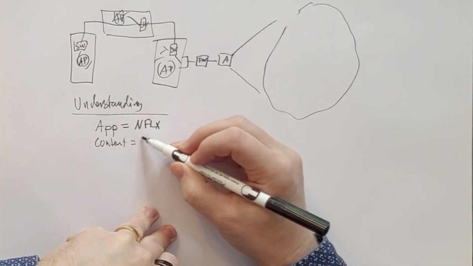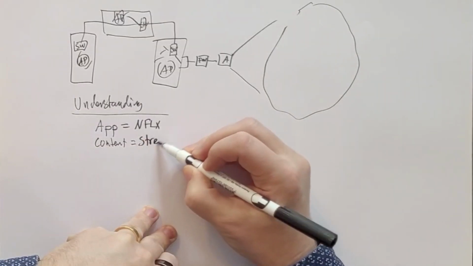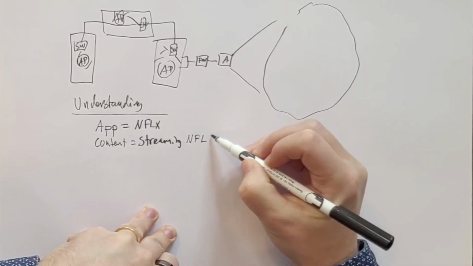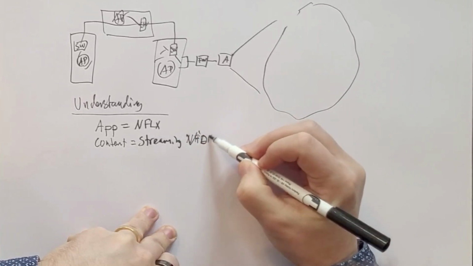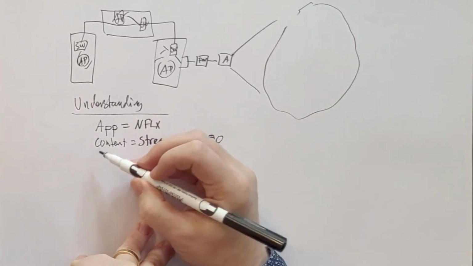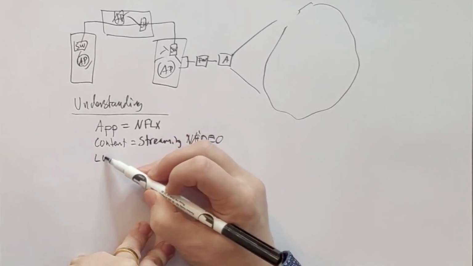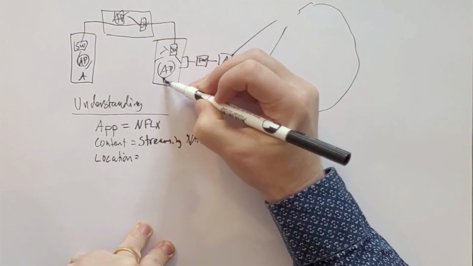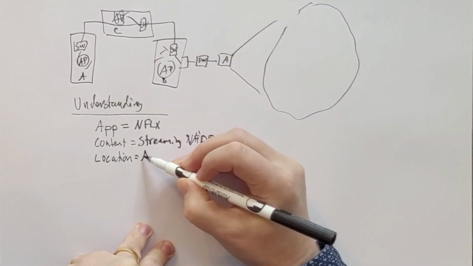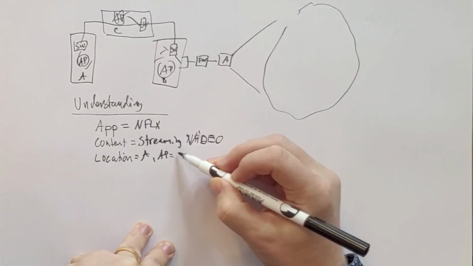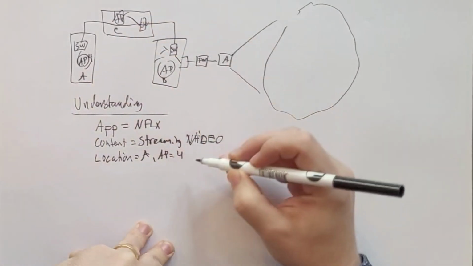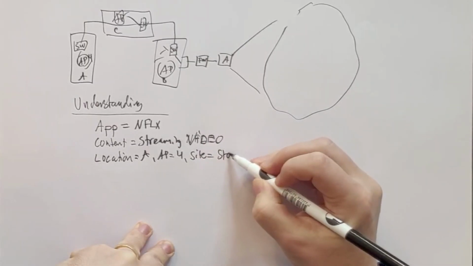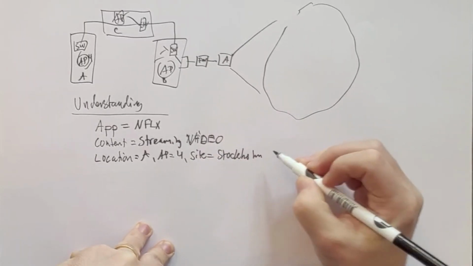So let's say it's actually streaming video part of Netflix. It's not the browsing and it's not a download. Streaming video. Then, from there, where is this happening? Well, it's in building A, B, C. So it's in building A, access point 4. And the site is in Stockholm, Sweden.